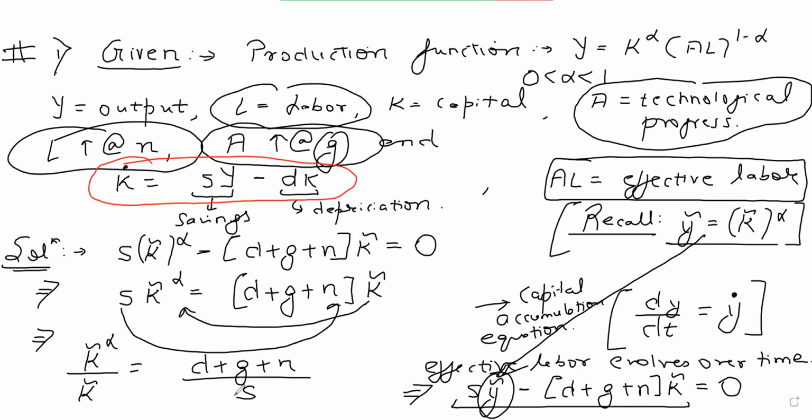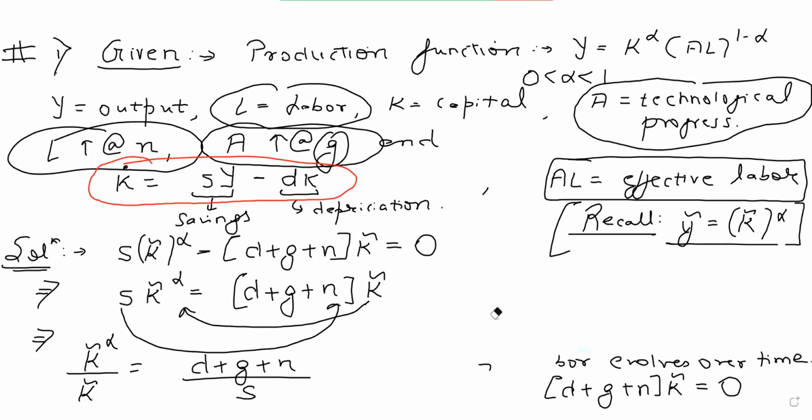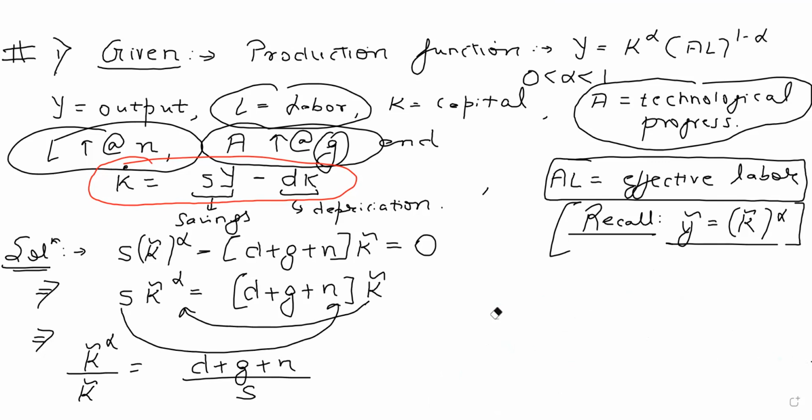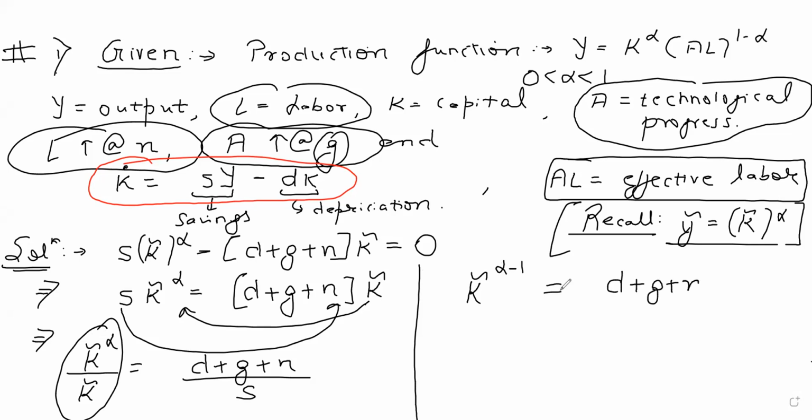Okay. So now, let's solve for k tilde. I hope students are clear till here and have no doubts. Then I can further write k tilde to the power alpha over k tilde as k tilde to the power alpha minus 1, is equal to (d plus g plus n) over s.